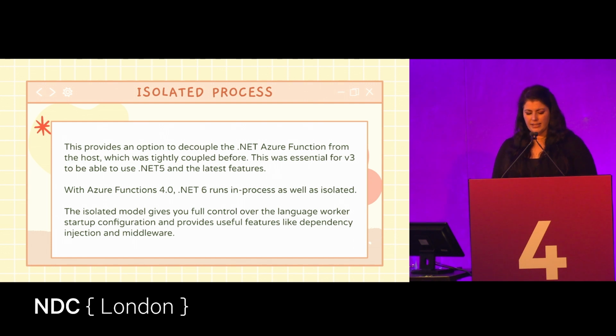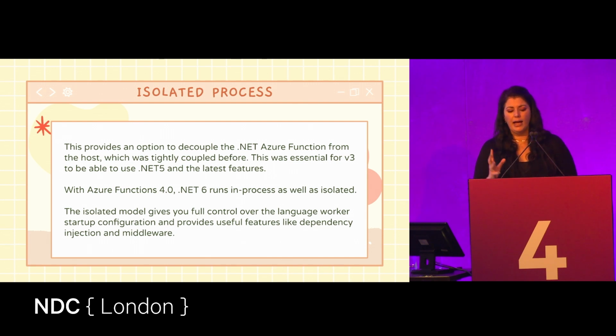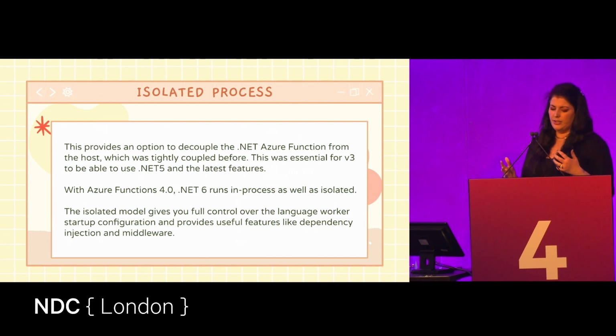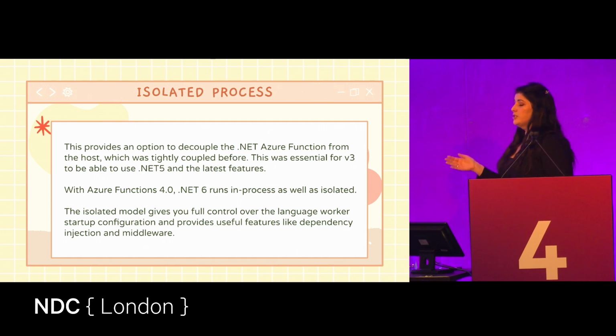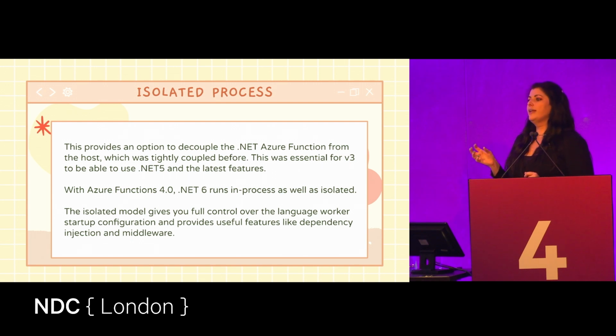So what it does is it gives you full control over the language worker startup, so you can have a program in there, and it allows you to configure more features. Now, you can see that we have had dependency injection in the applications that are in process. This just gives you more. So you get a program file. You have more control over the startup and things like that. And then with .NET 6, you can now run in and out of process. So you can choose which way suits you.